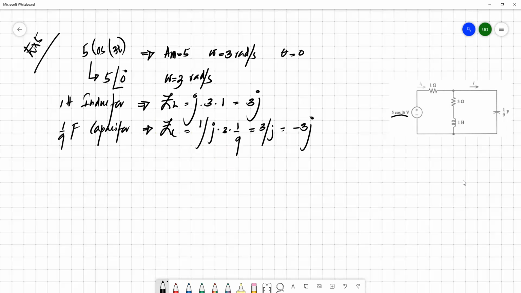Okay. So then the simple i1 can be replaced with bold I1 capital, and the simple i can be replaced with bold I. This source is basically replaced with 5 angle 0 like this, and the 1 ohm is here, nothing different, the 3 ohm is here, and this inductor is replaced with 3j, and this capacitor is replaced with minus 3j. So it's like this.